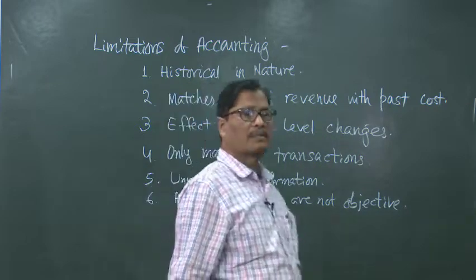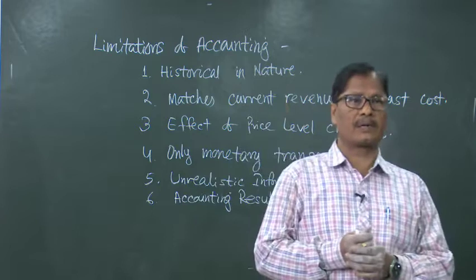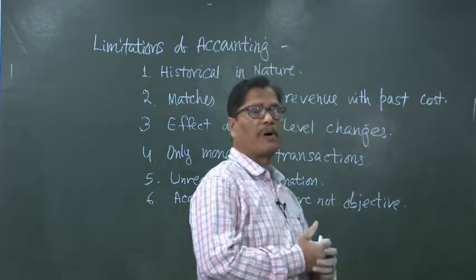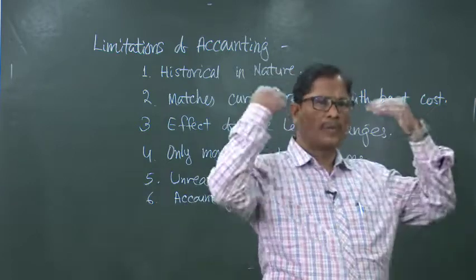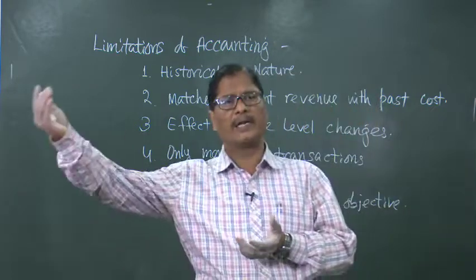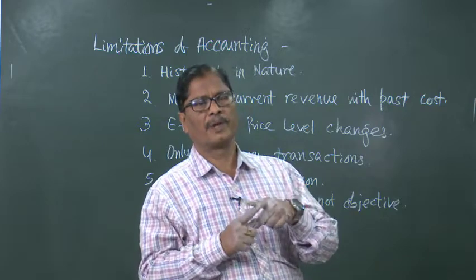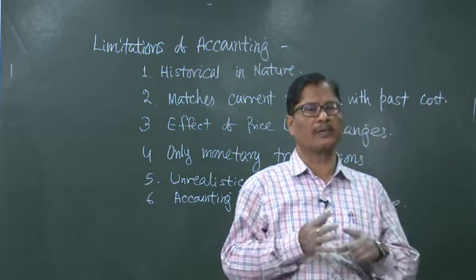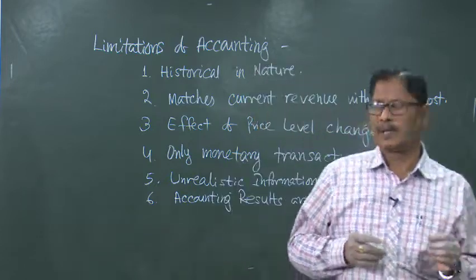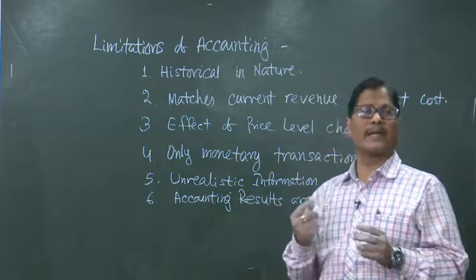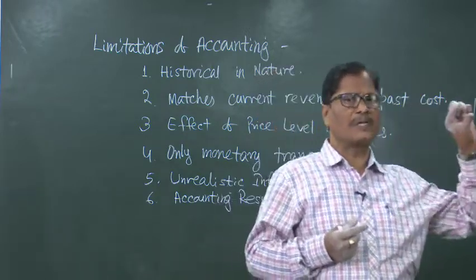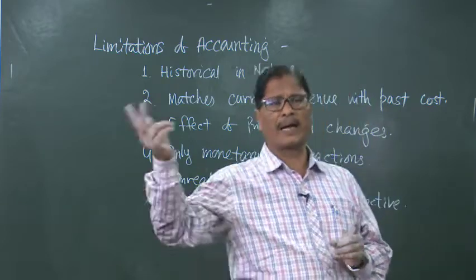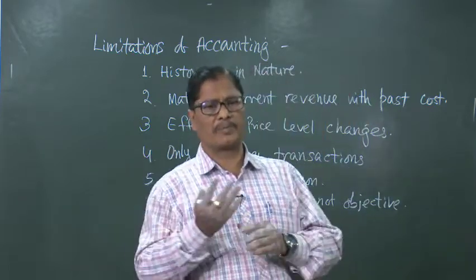Accounting results, that is the profit which we have arrived at, is not objective. Objective means whether you tell, whether I tell, whether anybody tells, it should be the same. 5 plus 3 is 8. You ask anybody, if he tells 8 it is correct, otherwise it is wrong, that is objective. But the profit which we are getting by adopting one method of depreciation may not be the same as by another accountant who uses another method of depreciation.